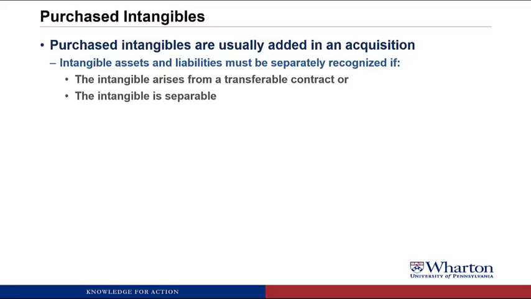So for instance, if in part of the acquisition, what you get from the acquired company is their list of customers. And then you can use that list of customers to now sell the product of your combined company. That's a separable intangible, and we could probably put a value on having that list of customers. Or maybe the company you acquired had a contract to run a restaurant in an airport, gave them exclusive rights.